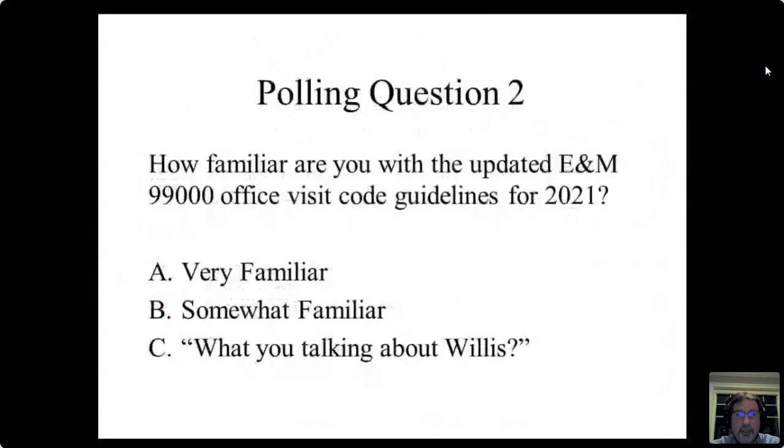So I'm going to skip over this a little bit, and we're going to go into the next polling question, which is polling question number 2. I'll turn this over to Greg. How familiar are you with the updated E&M 99,000 codes guidelines for 2021? Okay, Steve, it's published. Again, how familiar are you with the E&M 99,000 Office Visit Code Guidelines update that's coming?